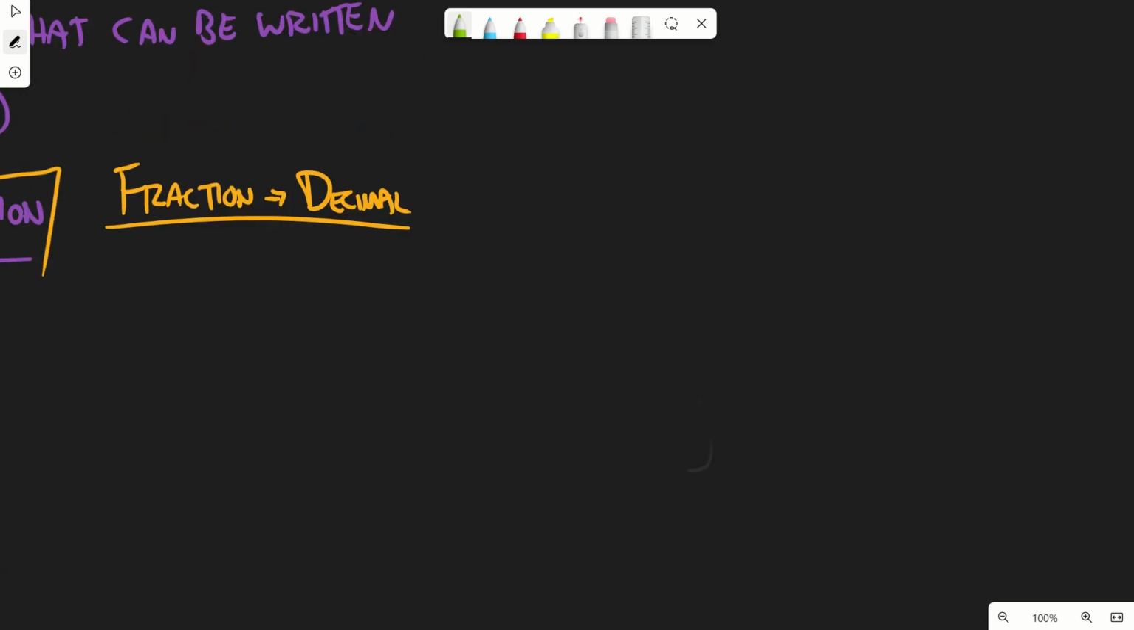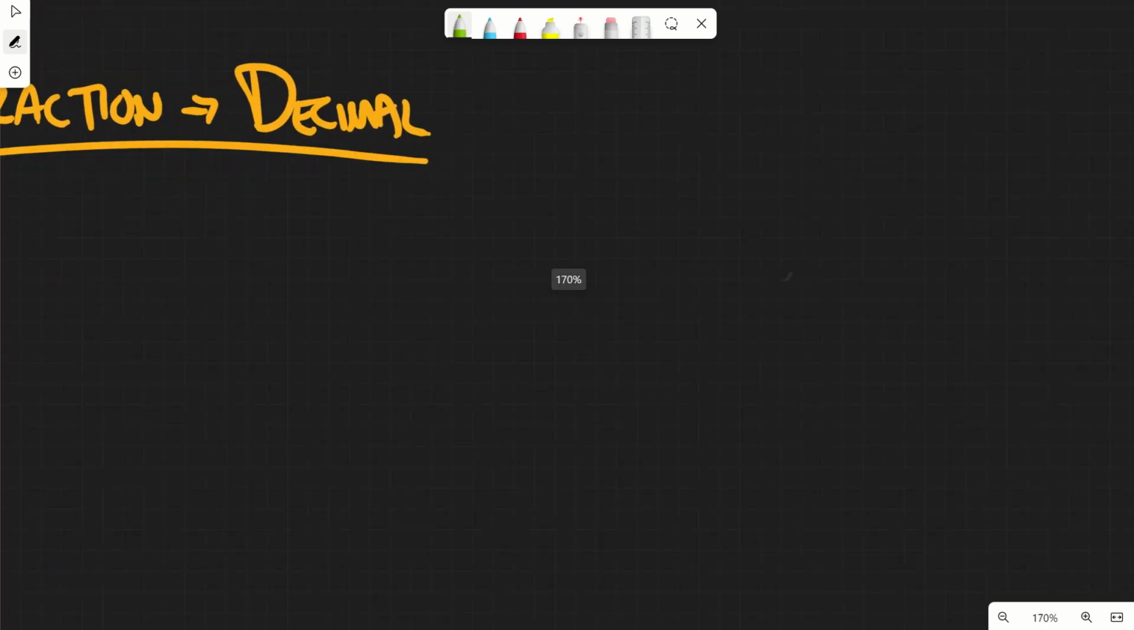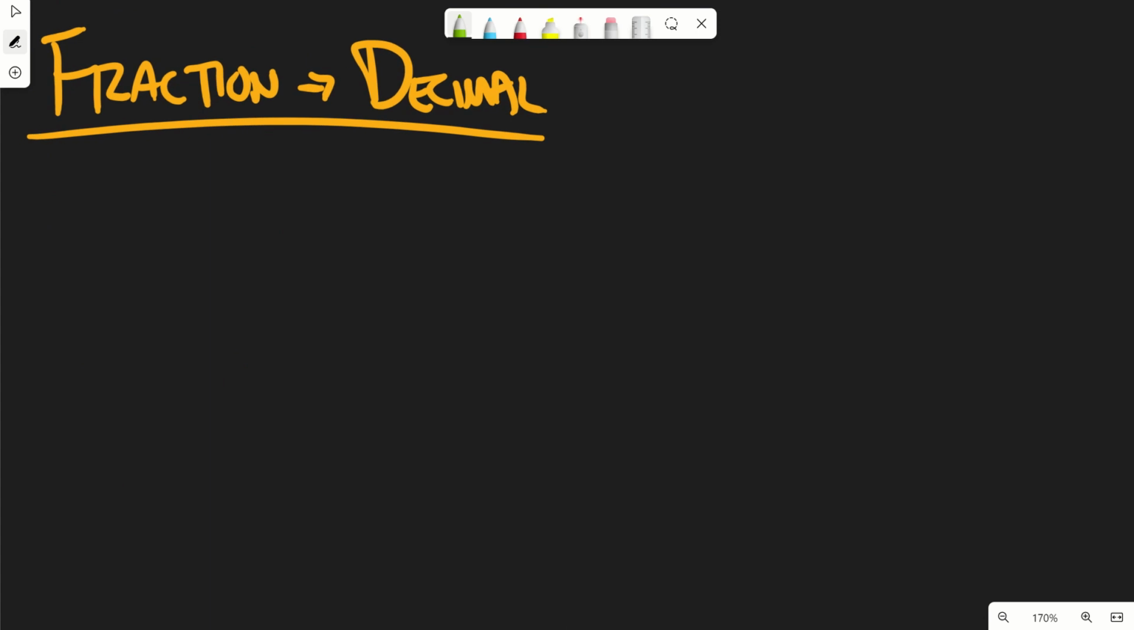All right, last but certainly not least is turning fractions into decimals. Having a fraction and turning it into a decimal. So, let's say I have the fraction 7/8.